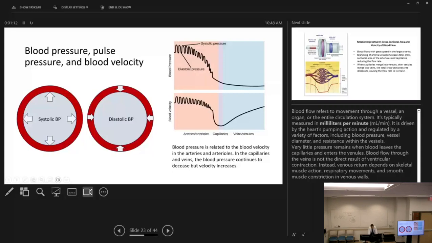And notice that the biggest difference is here. The blood pressure is very low in the veins, but the velocity increases, because of the changes in the cross-sectional area.